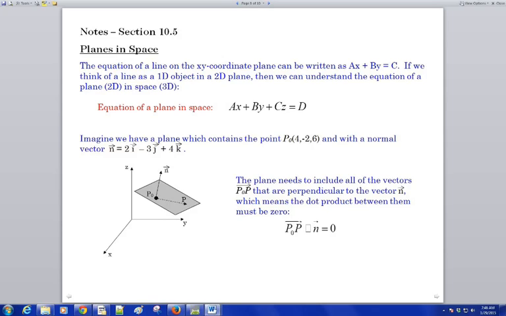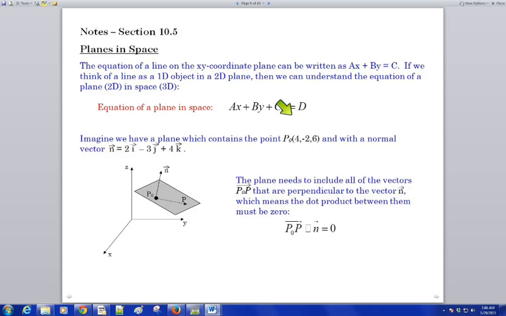So this is a more formalized version of what we just did, right? For our equation of a plane, I have a point, I have a unit vector, I'm sorry, a normal vector. These values, 2, negative 3, and 4, are going to be a, b, and c for my values up here, right?